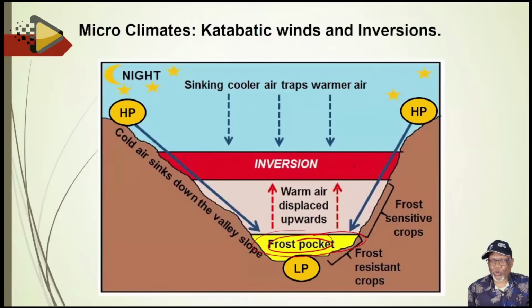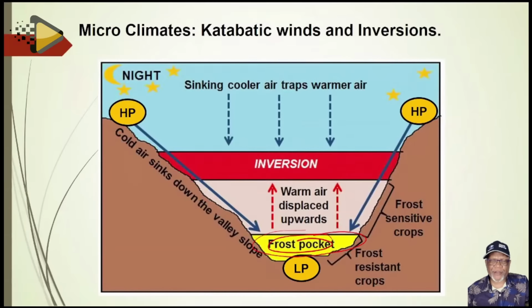Where are you going to grow them? You grow them just a little bit above the frost pocket. And then what are you going to grow here in the frost pocket? You are going to grow the crops that can resist the frost.